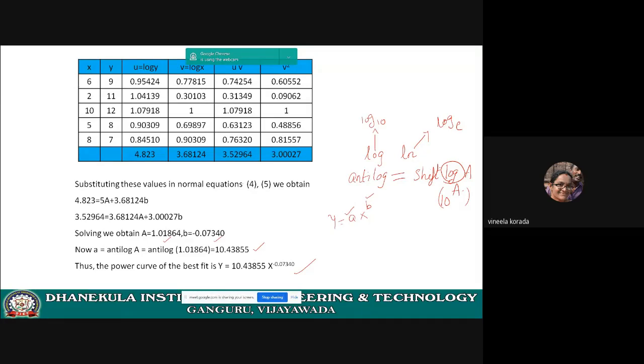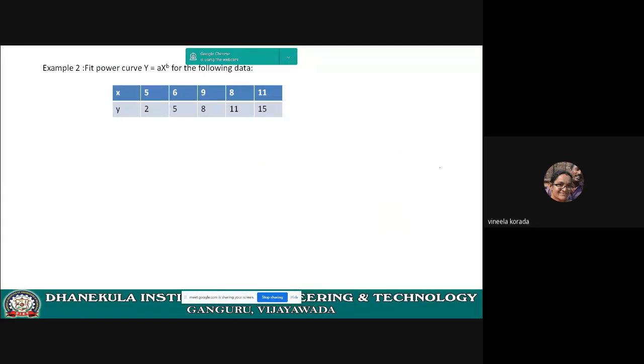Let me go on with the next problem. Try this once, all of you. Just write down the data and start working out this problem. Fit a power curve y is equal to a x power b for the following data. X values are 5, 6, 9, 8 and 11. Corresponding y values are 2, 5, 8, 11 and 15.